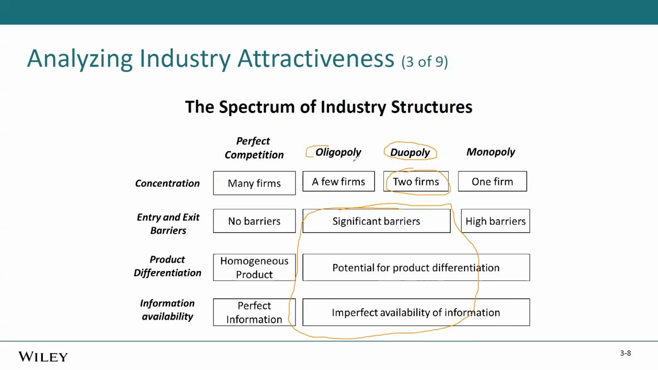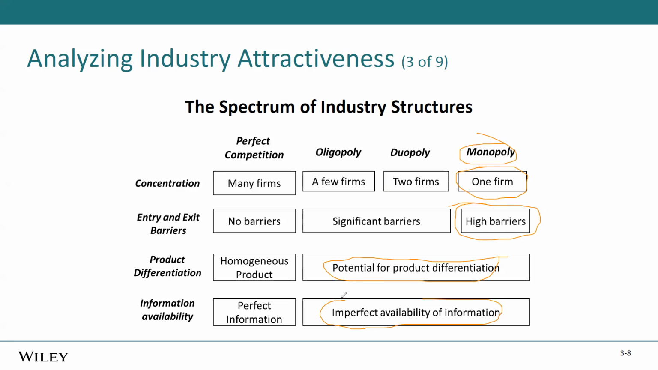When we start adding more firms, it becomes harder to predict what other competitors will do in response to our moves. And then finally, we have a monopoly. One firm, something's keeping people out of that market, so there's high barriers. And of course, there's differentiation potential, almost by definition. We're the only firm offering the product, so we are differentiated by definition.